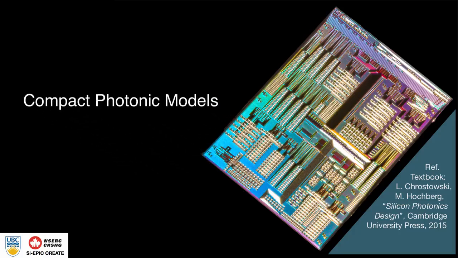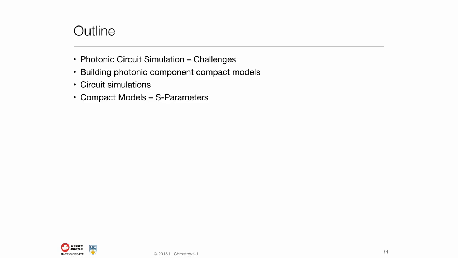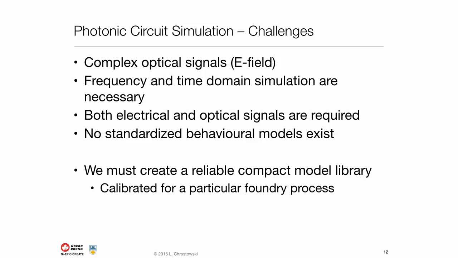In this unit, we will discuss how compact photonic models are created and why they are useful. We will discuss the challenges with photonic circuit simulations, then we'll talk about how to build compact models and use them for circuit simulations. We'll discuss S-parameters as a way of building a compact model for a variety of components. I'll show you how you can create S-parameters for a directional coupler, which can be used for making interferometers or ring resonators.